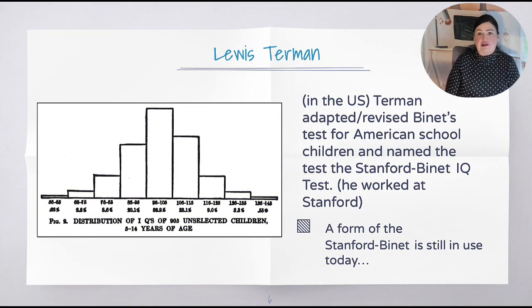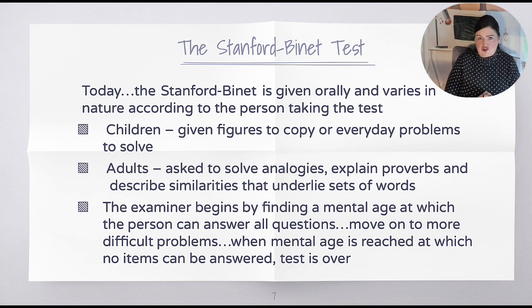Next up was Lewis Terman in the United States. Lewis Terman, during his tenure at Stanford University in California, adapted and revised Alfred Binet's test for American school children. He named the test the Stanford-Binet IQ test. Fun fact, a form of the Stanford-Binet test is still in use today. Today, the Stanford-Binet IQ test is given orally and varies in nature according to the person taking the test. There's the children's version, in which they're given figures to copy or everyday problems to solve, and an adult form of the test, which asks the person to solve analogies, explain proverbs, and describe similarities that underlie sets of words.